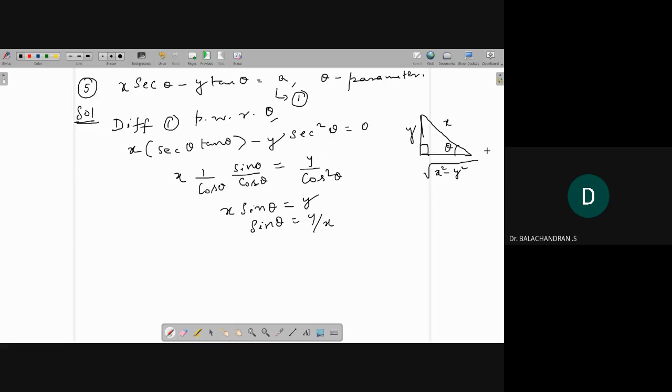Okay, now I need to eliminate theta. So secant theta is the reciprocal of cos theta. So cos theta is, from this you have root of x square minus y square divided by x. This is cos theta, and also I need tan theta. Tan theta equal to y by root of x square minus y square.